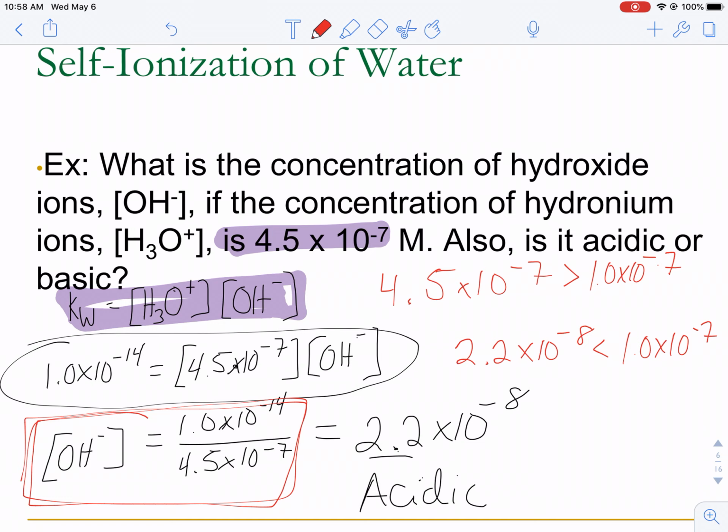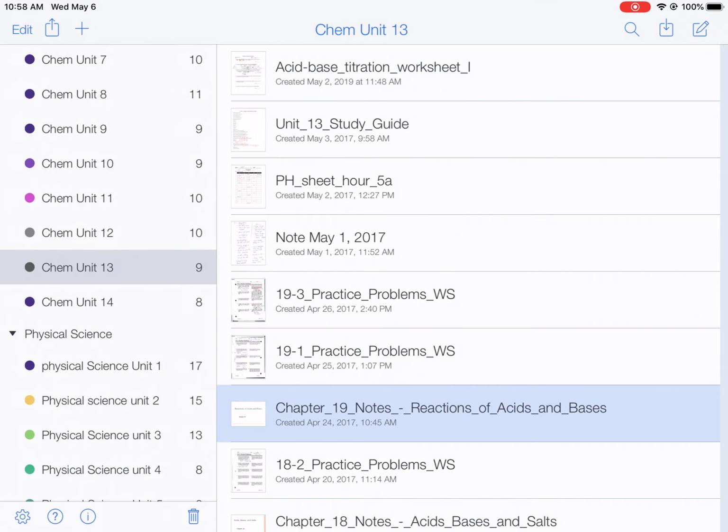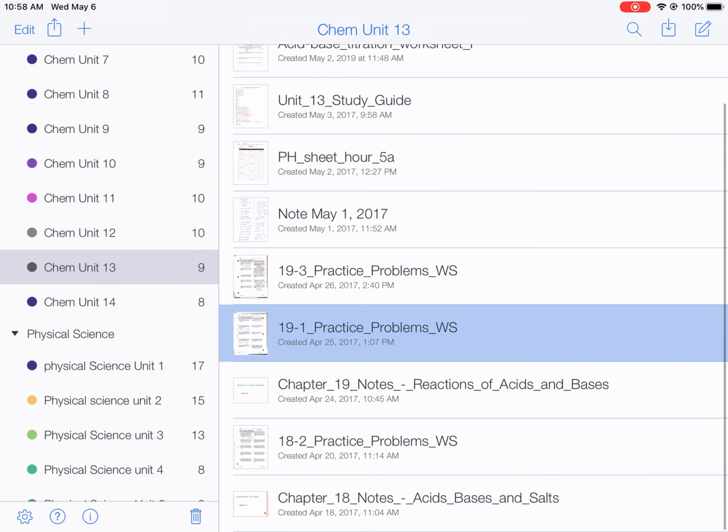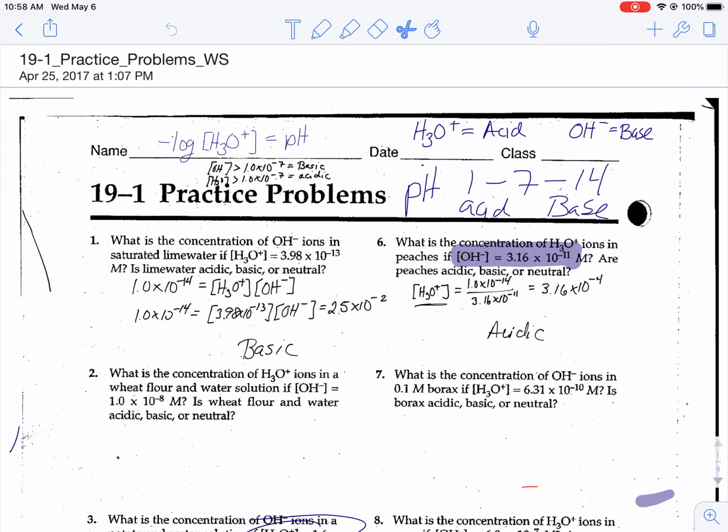Let's real quickly do a problem on the worksheet together, just so you have an idea of what we're going to be doing for 19-1.